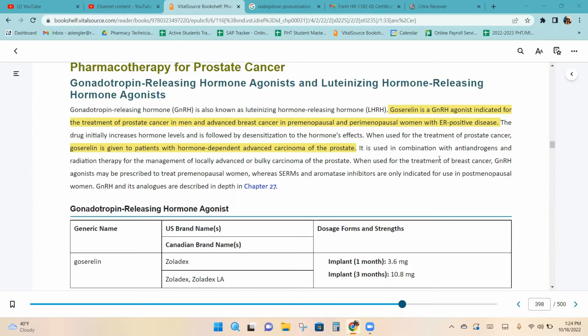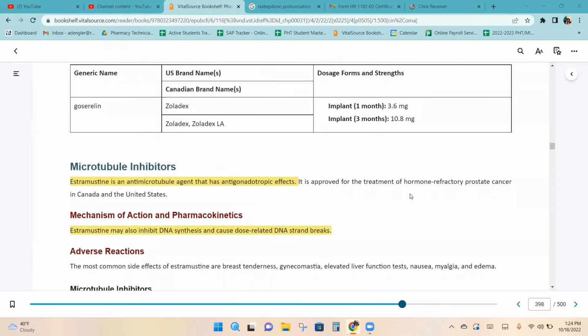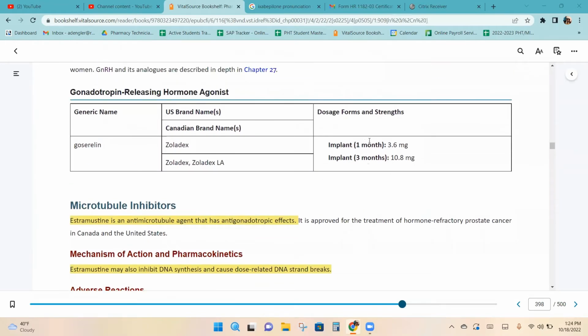It is used in combination with anti-androgens and radiation therapy for the management of locally advanced or bulky carcinoma of the prostate. When it's used for treatment of breast cancer, GnRH agonists may be prescribed to treat premenopausal women, whereas SERMs and aromatase inhibitors are only indicated for use in postmenopausal women. So it is an implant, either 1 month or 3 months.